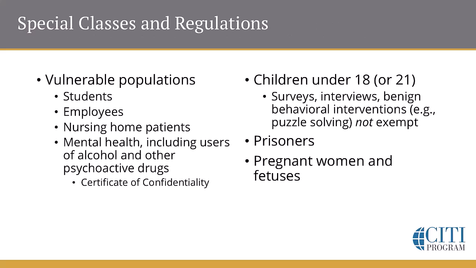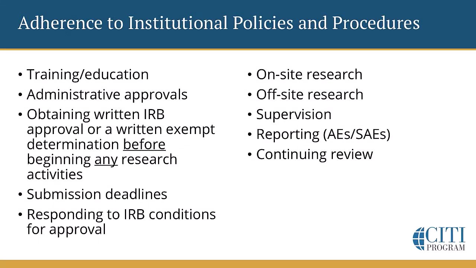So there are vulnerable populations, and you as students are considered vulnerable because your ability to say no may be impaired. You may feel unduly influenced to say yes to something. So it is important at all times to adhere to institutional policies and procedures that mesh with federal regulations. So it is important to complete required training and education, get the administrative approvals, get written IRB approval or a written exempt determination before beginning any research activities, and that's back to the tiptoeing through the tulips of looking at charts, for example.